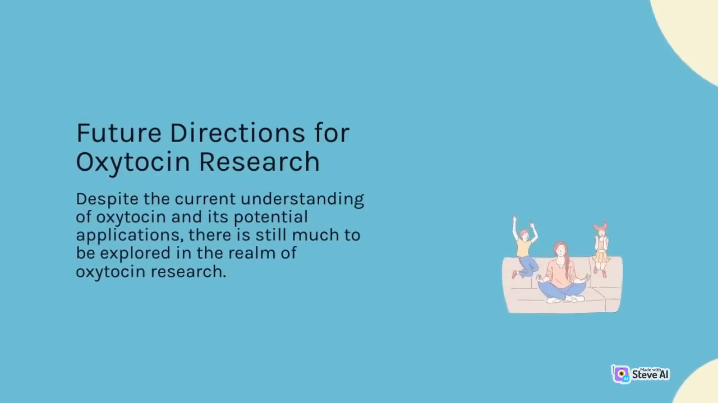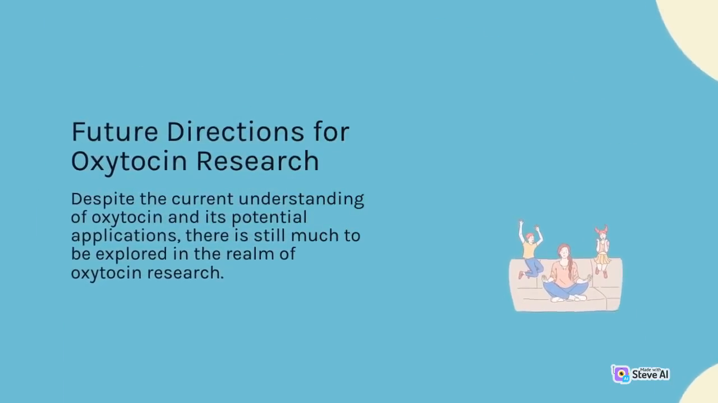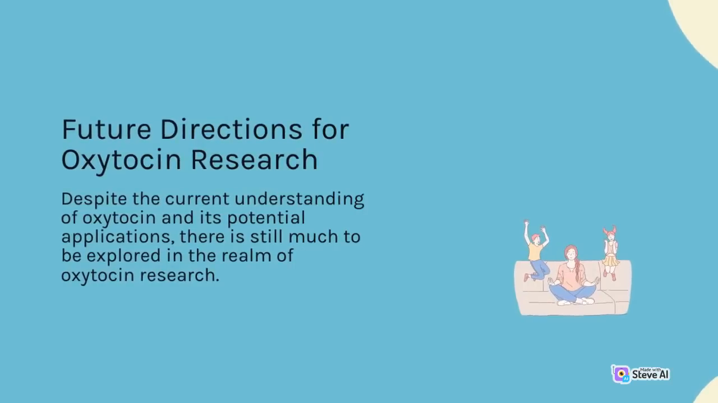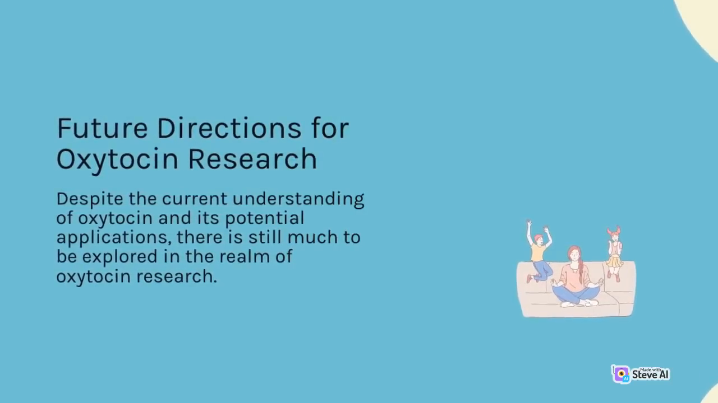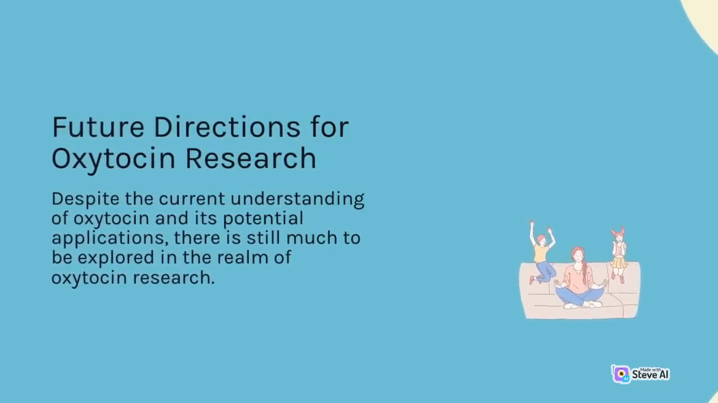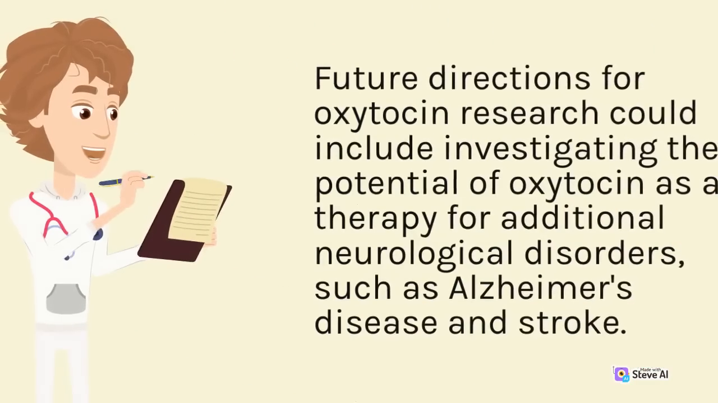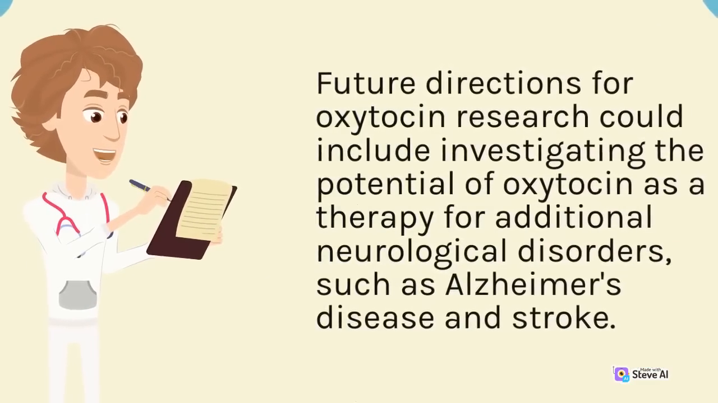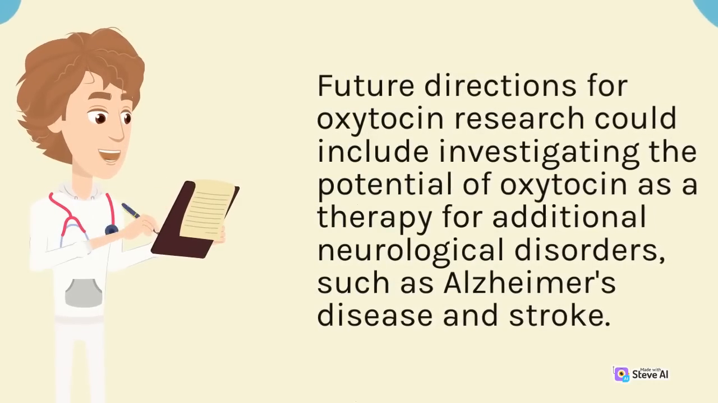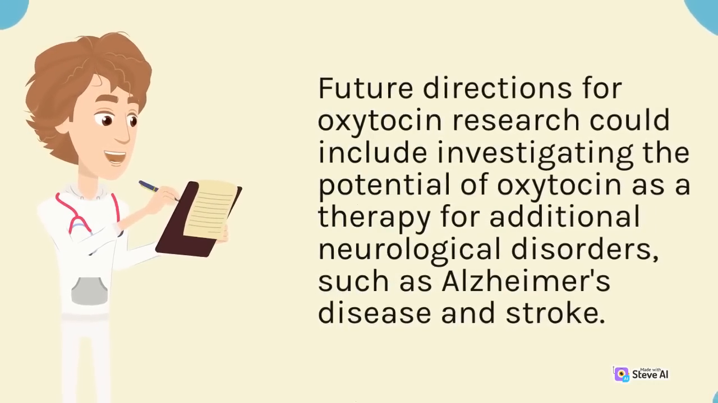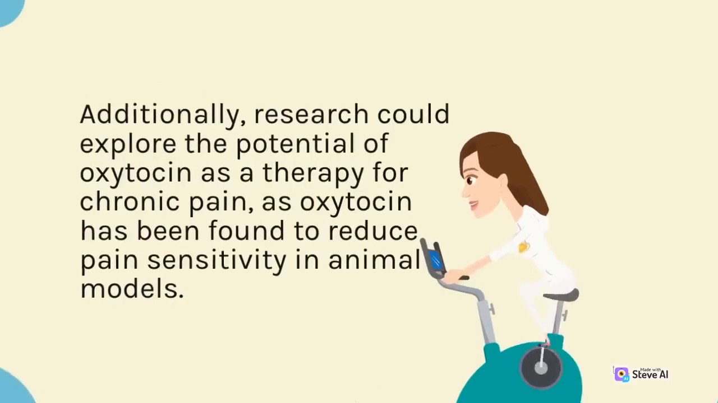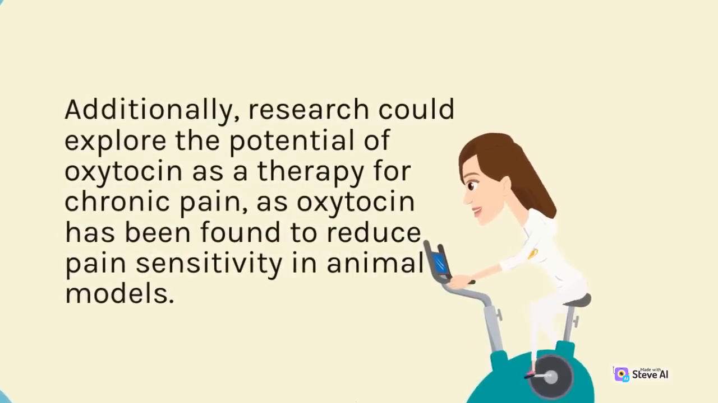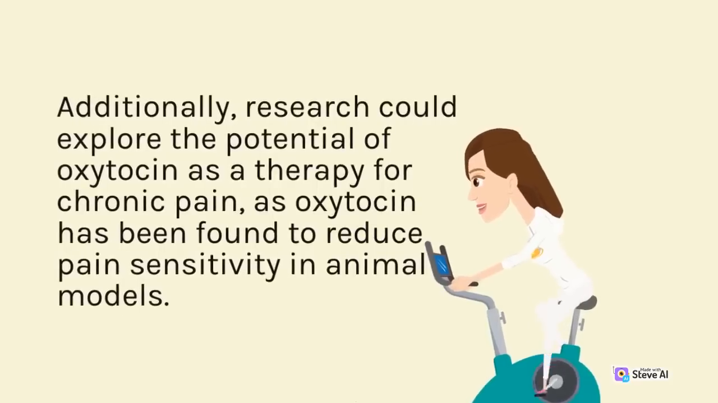Future directions for oxytocin research. Despite the current understanding of oxytocin and its potential applications, there is still much to be explored in the realm of oxytocin research. Future directions for oxytocin research could include investigating the potential of oxytocin as a therapy for additional neurological disorders, such as Alzheimer's disease and stroke. Additionally, research could explore the potential of oxytocin as a therapy for chronic pain, as oxytocin has been found to reduce pain sensitivity in animal models.